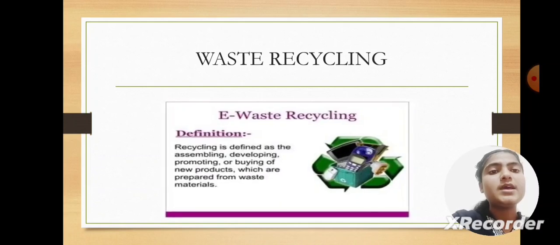E-waste recycling. Recycling is defined as the assembling, developing, promoting, or buying of new products which are prepared from waste materials.